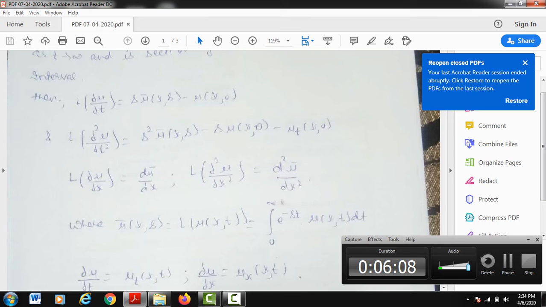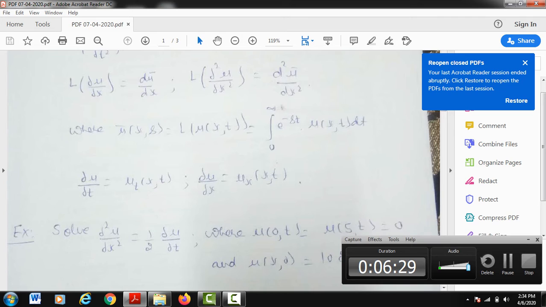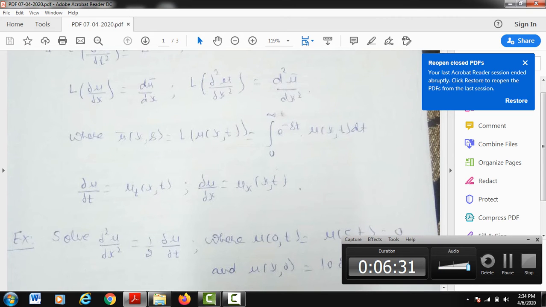Here I'm putting my cursor. It is integration from 0 to infinity of e to the power minus st u(x,t) dt. Means the function whose Laplace you are calculating, you will write firstly over here u(x,t) and multiply it by e to the power minus st dt. Okay, so what are the symbols that I am using? ∂u/∂t is u_t(x,t), and ∂u/∂x means u_x(x,t).